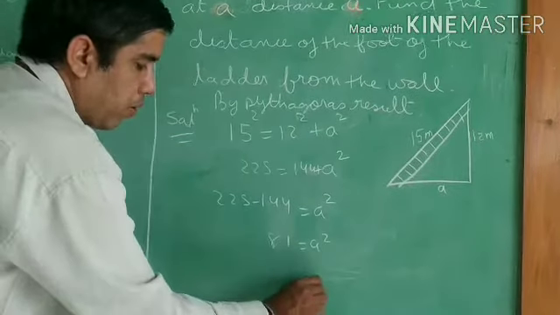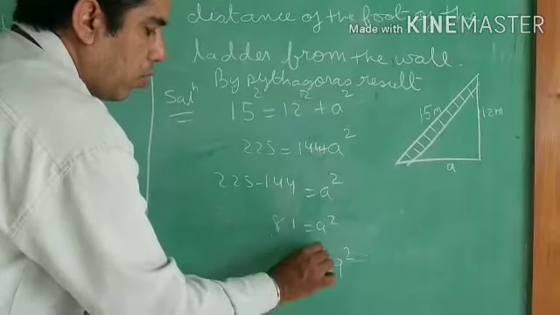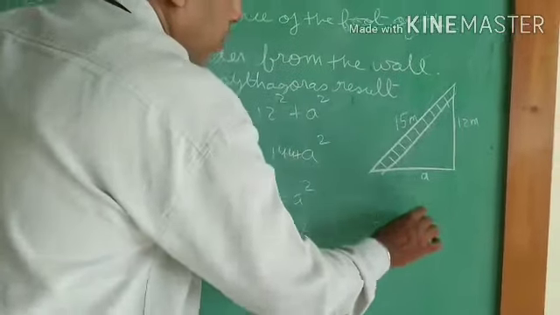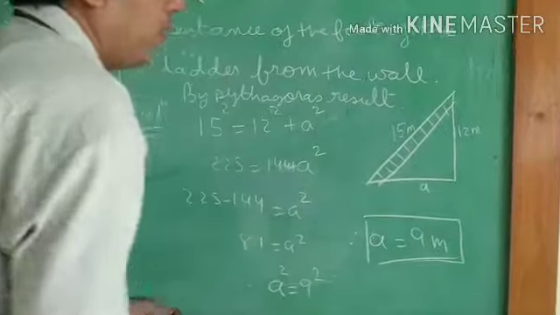Therefore A is equal to how much? It is the square root of the number. A square is equal to 9 square, and therefore A is equal to 9. The unit will come the same. So 9 meter is the answer. Got it?